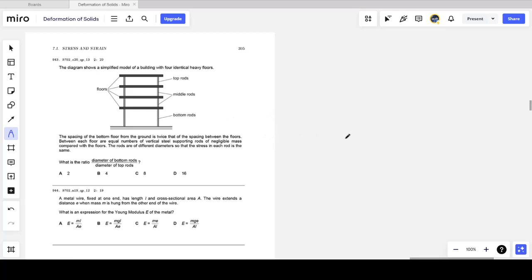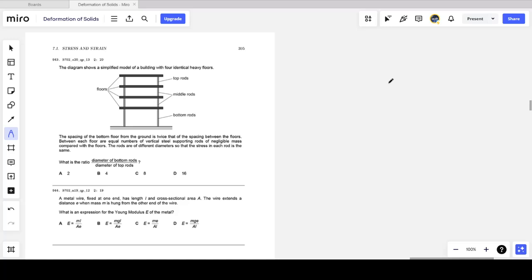Okay, question 543 is from the summer 2020 exam. It's question paper 1, variant 3, and question 20 from that paper. So another one of those that is quite tricky. Now we are told that the diagram shows a simplified model of a building with 4 identical heavy floors. The spacing of the bottom floor from the ground is twice that of the spacing between the floors. Between each floor are equal numbers of vertical steel supporting rods of negligible mass compared with the floors. The rods are of different diameters so that the stress in each rod is the same.